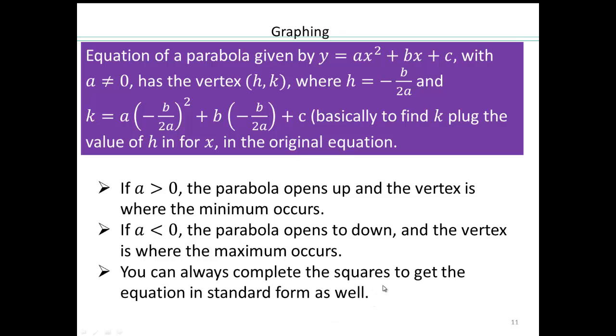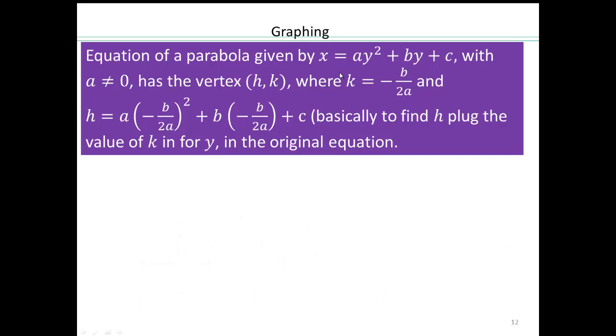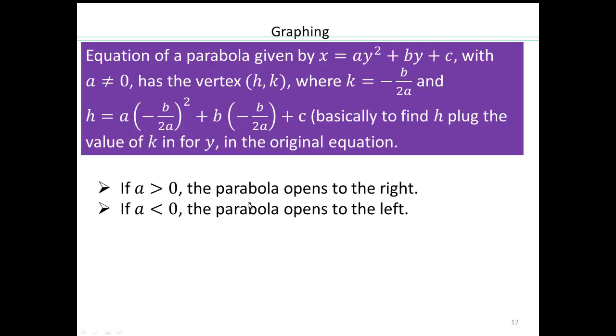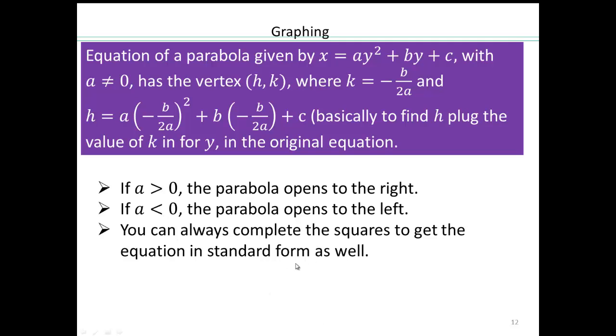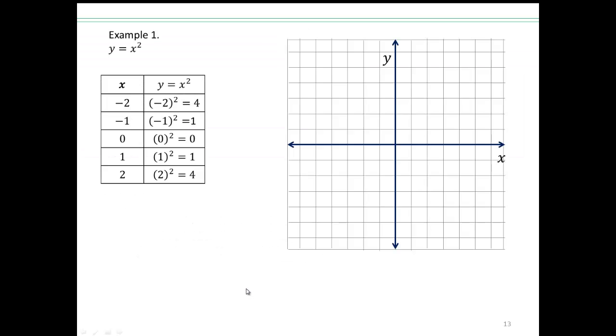So you can always complete squares to get the equation of the parabola in standard form, which will allow you to find the vertex. When it's given in this form, the k coordinate or the y coordinate is minus b over 2a. Plug that into the original equation to get you your x coordinate. And again, the same principles. When a is greater than 0, opens to the right. A less than 0 opens to the left. And you can always complete squares again to get it in the standard form. So x squared, just plot a few points, and that will be your graph.